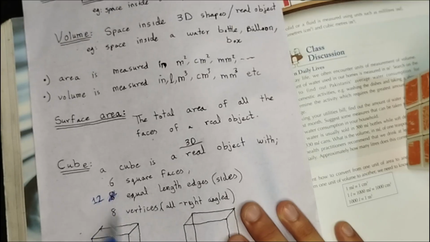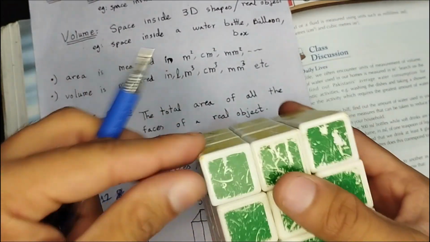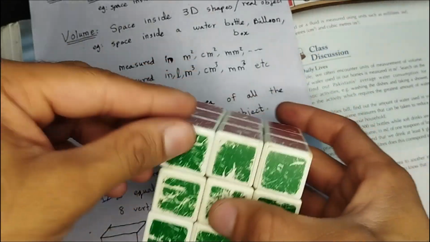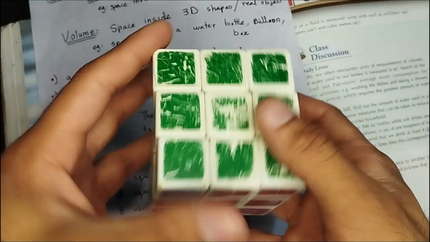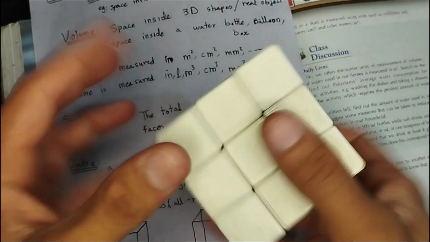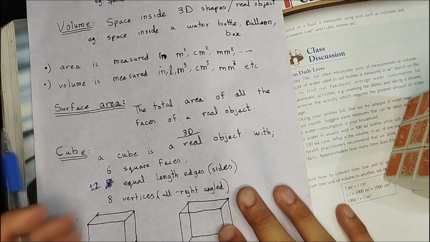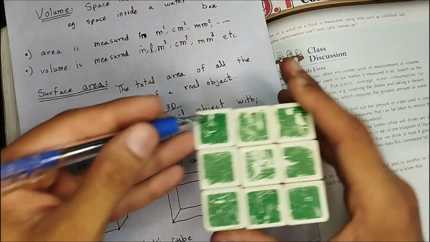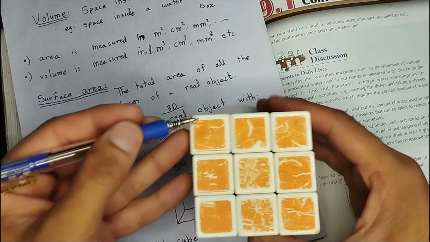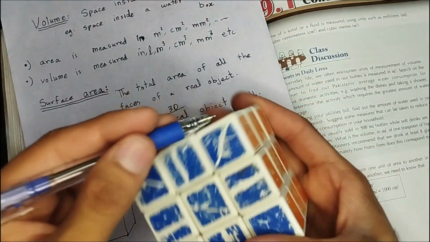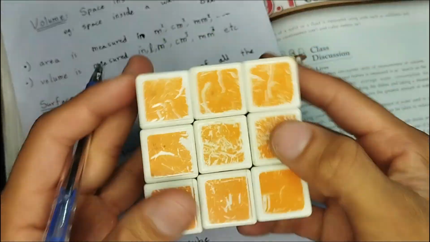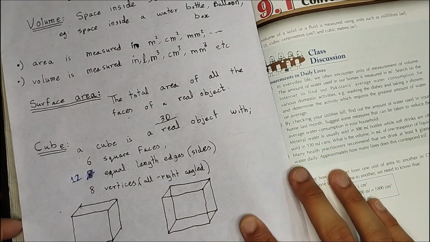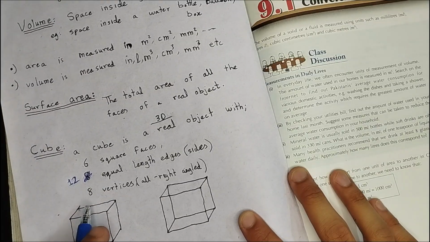Then we have 8 vertices. Vertices means corners. Just a reminder, this is a corner, this is a vertex. Okay, 1 vertex, 2 vertex, 3 vertex, 4 vertex, right? And 4 on the bottom as well, making a complete 8. It has a total of 8 vertices. Okay, all right angled. Like for example, this has a 90-degree angle here, this has a 90-degree angle here, 90-degree angle here as well, 90-degree angle here as well. Every angle that you see will be a 90 degree, because all angles inside a square are what? 90 degrees. So in cube as well, you have 90-degree angles.